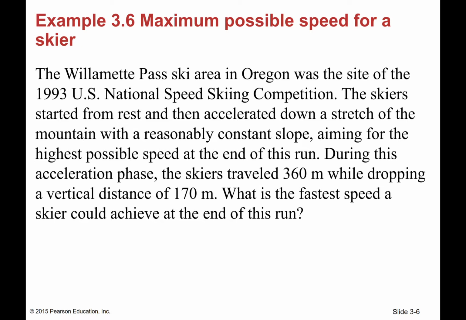So what is the maximum possible speed for a skier? Right, so the skiers are going to start from rest in this place in the Pacific Northwest ski area in Oregon, and then they accelerate downward on a stretch of the mountain with a reasonable constant slope. So they aim for the highest possible speed at the end of this run. During this acceleration phase, the skier traveled 360 meters while dropping a vertical distance of 170 meters. What is the fastest speed that a skier could achieve?